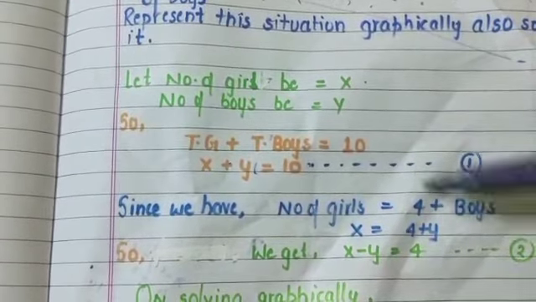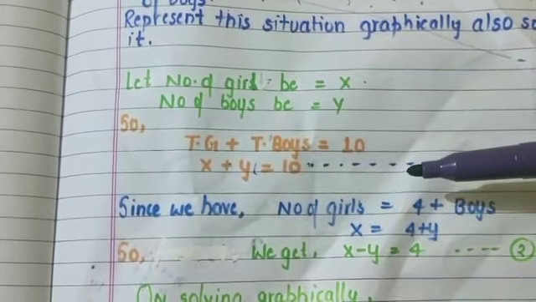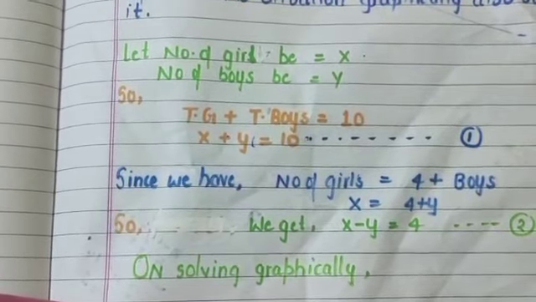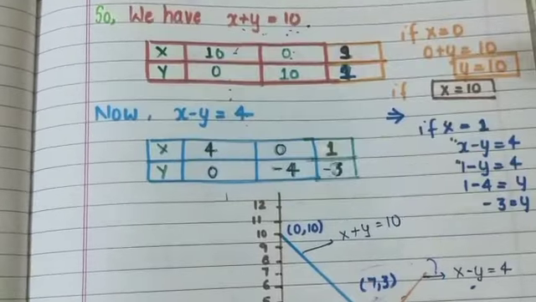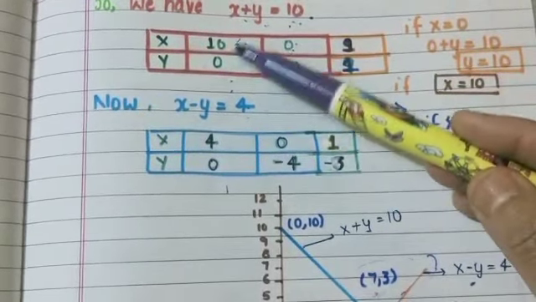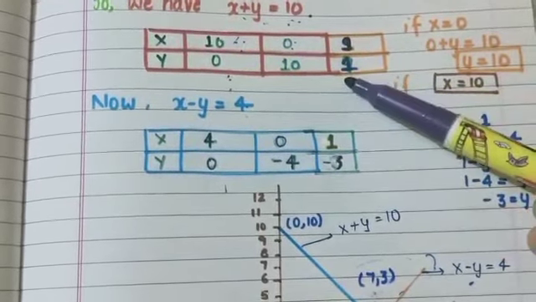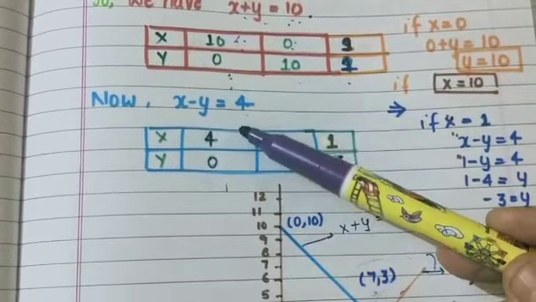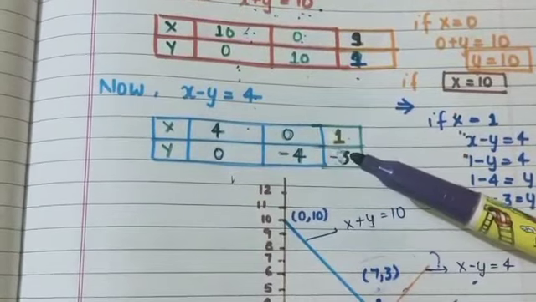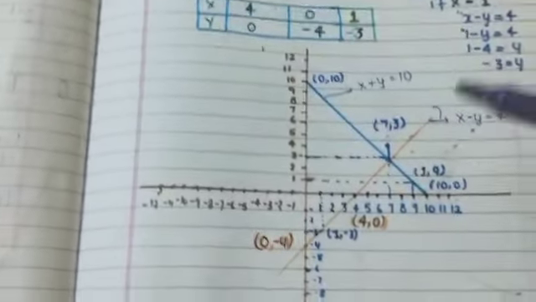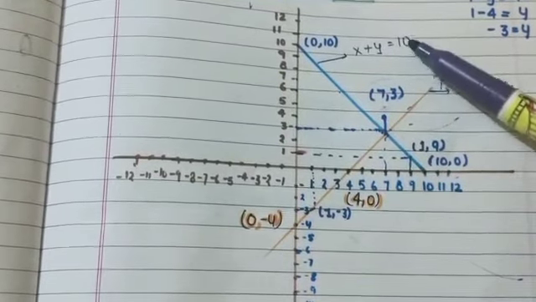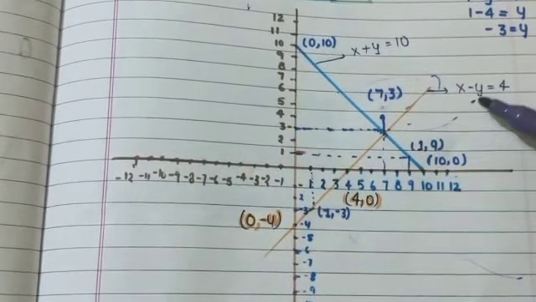Now we have two equations. First is x plus y equals 10 and second is x minus y equals 4. So on solving graphically, we get this type of value. For this equation we have the different values (10, 0), (0, 10), (9, 1). And for this equation we have the different values (4, 0), (0, -4), (1, -3). Now it's time to plot the graph. On plotting that, we get two graphs. The blue one represents x plus y equals 10 and the orange one represents x minus y equals 4.